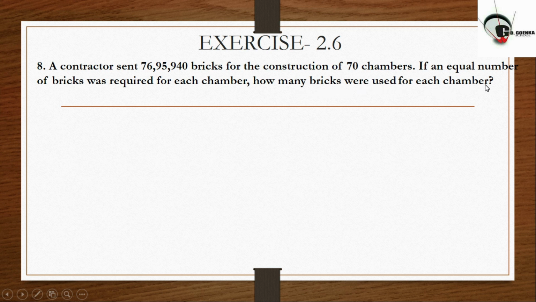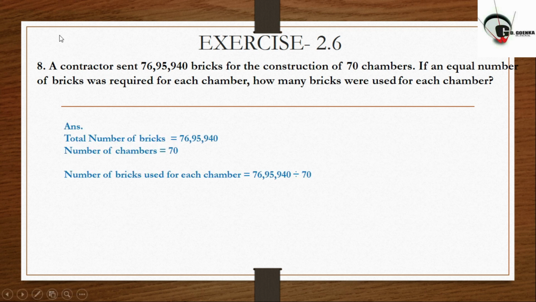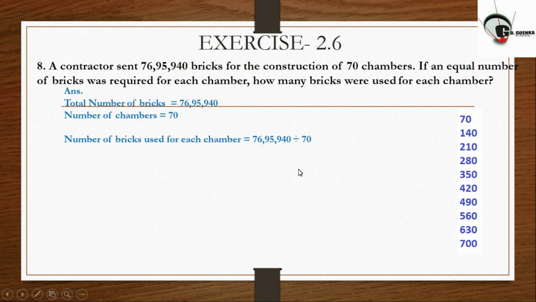That means you need to write down the information. First of all, the information is: total number of bricks is these many, number of chambers are these many, and the number of bricks for each chamber will be, of course, this divided by this, that is 76,95,940 divided by 70. So we have the solution. First of all, for this we need to write down the table of 70. It is quite easy because it is similar to 7, I just need to put 0.